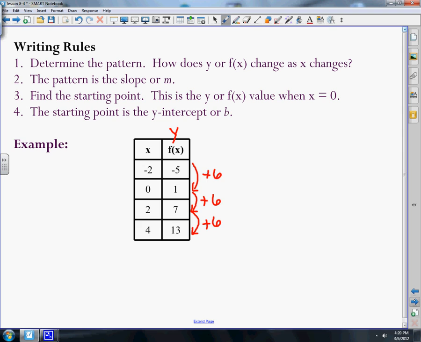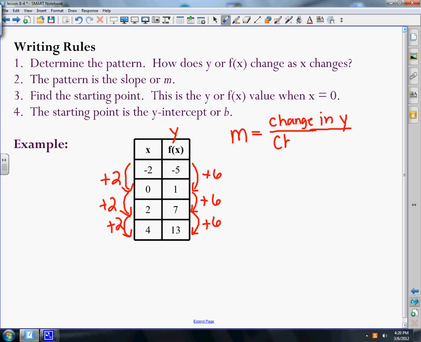Now I'm going to ask myself, how does x change? Well, when I go from -2 to 0, what do I add? Positive 2. And when I go from 0 to 2, what do I add? Positive 2. And when I go from 2 to 4, what do I add? Positive 2. So I know that this change, or this pattern, is actually the slope. Remember, we use the letter m for slope, and to find the slope, it's always your change in y over your change in x. So we just found that when we found the differences in this table.